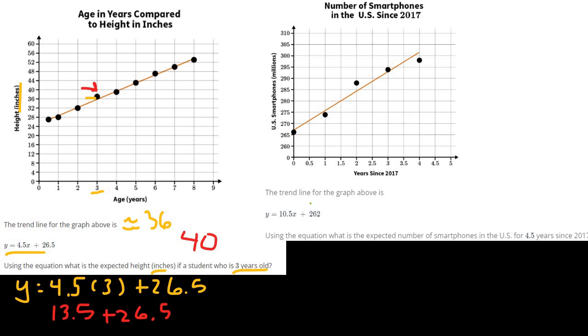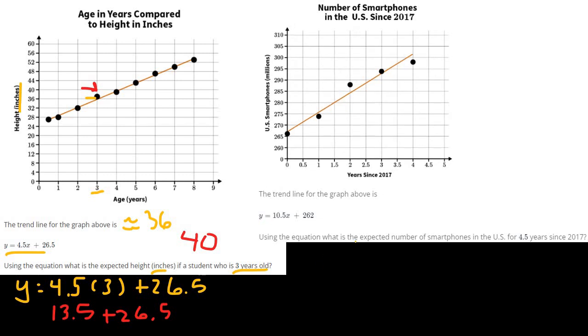And the next one, the trend line for the graph is y equals 10.5x plus 262. And we want to use the equation that tells us what is the expected number of smartphones in the US 4.5 years after 2017. So 4.5 is way out here. We're going to have to extrapolate this data. Now if we use the graph to kind of extend it, we're expecting a number around 305 or so.